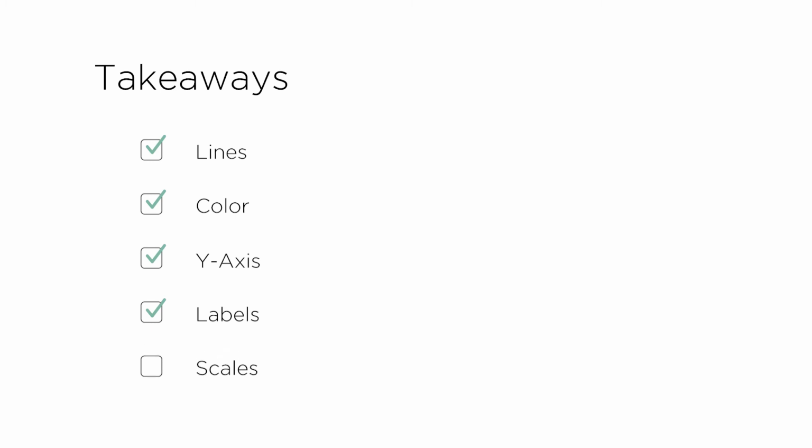Takeaways. Set line thickness to at least 4 points. Use contrasting colors for more than one data series. To show variation, set the minimum value of the y-axis to the minimum value of the data. Label data points directly if there are 5 or less values. And finally, avoid redundant information in your scale increments. Follow these guidelines and your line charts will be clear and easy to interpret.